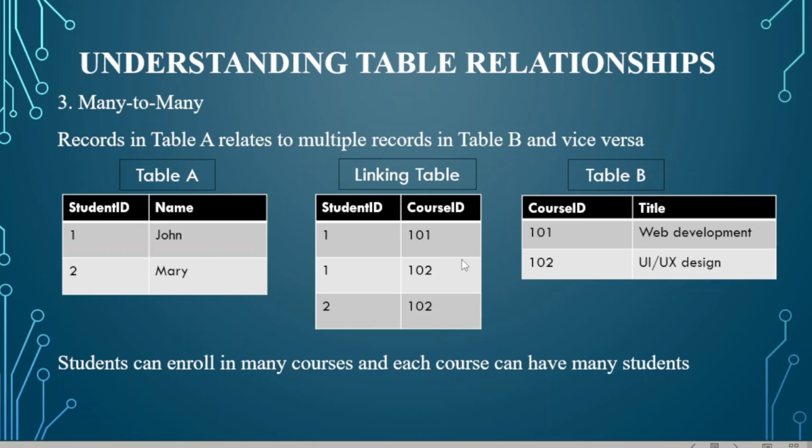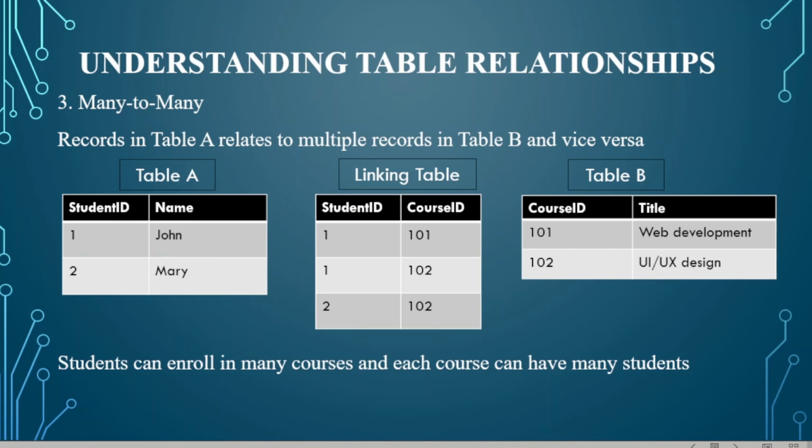As you can see, John is taking two courses. And UI UX design is a course on its own, and two students are taking that course. That is, records in the students table, table A, relate to multiple records. That is John. John is taking two courses, web development and UI UX design. And in the UI UX design course, we have two students taking it, that is John and Mary. They correspond to each other, vice versa. Students can enroll in many courses, and each course can have many students. Just like UI UX design, the course has two students based on this table.